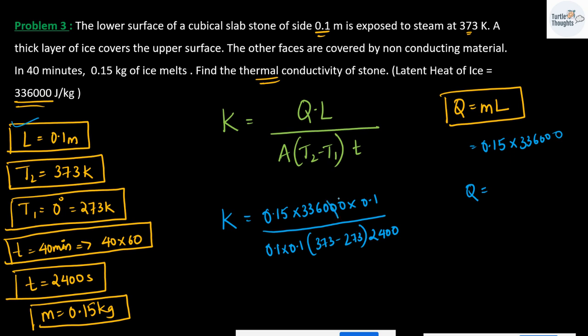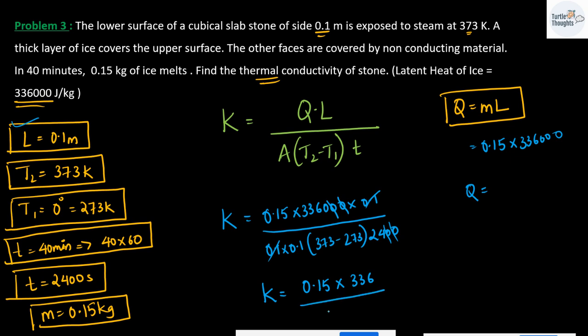Now I can cancel out these two zeros and these two zeros first. 373 minus 273 is going to be 100, right? I will be getting this as 0.15 multiplied by 336, and the 0.1 can be cancelled again, so I need not take 0.1 over here.